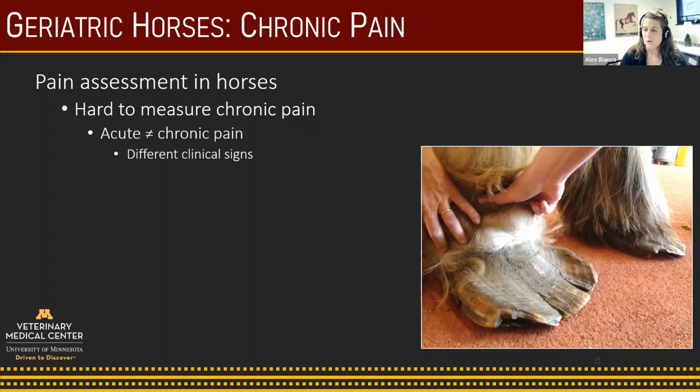They're going to be more subtle and dependent on what's causing the chronic pain. A lot of it is dependent on the horse as well. We don't have as distinctive clinical features that we know are indicative of pain when we're talking about chronic pain.